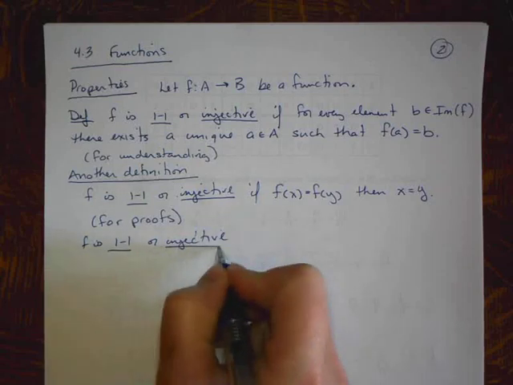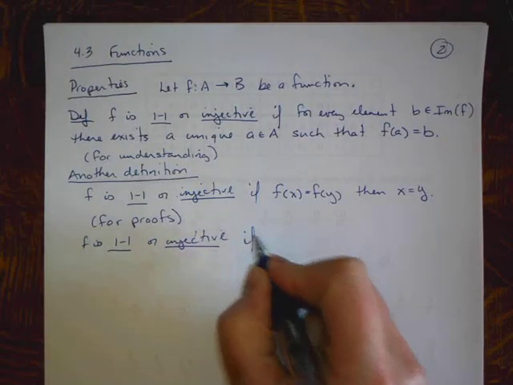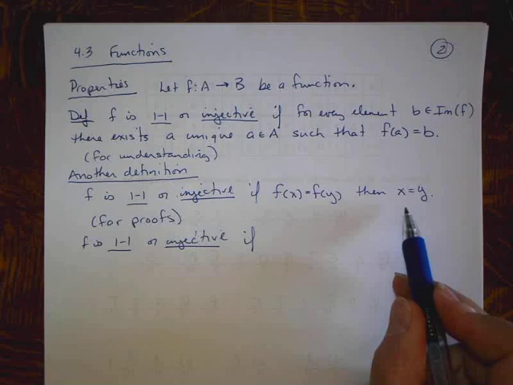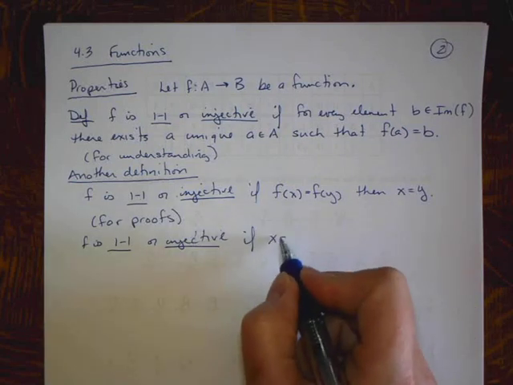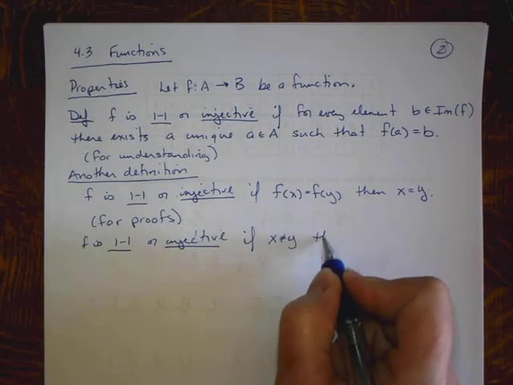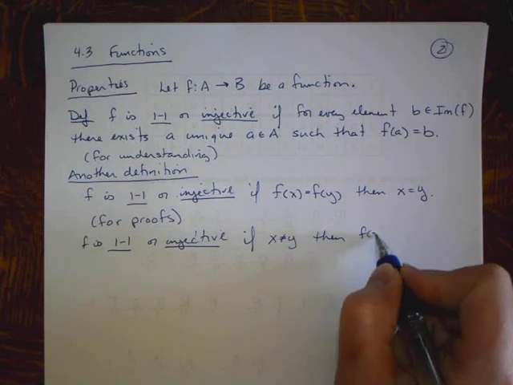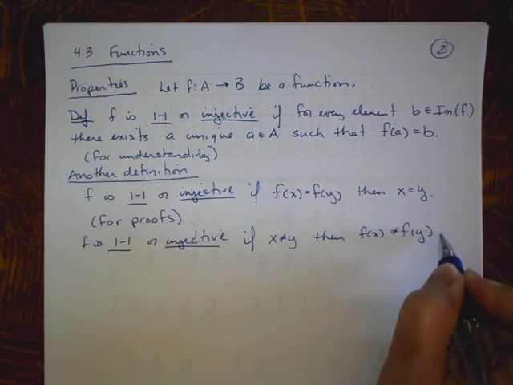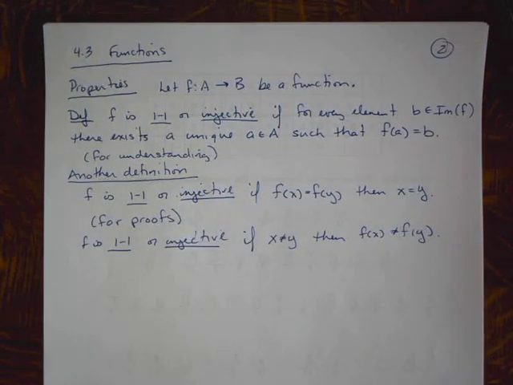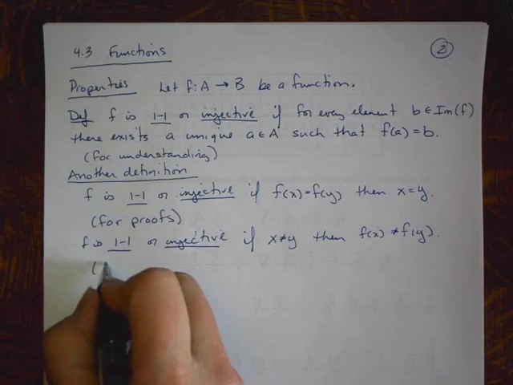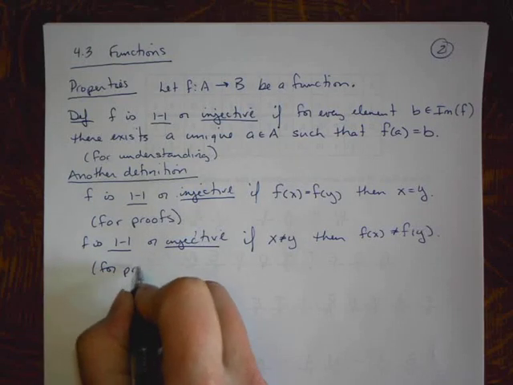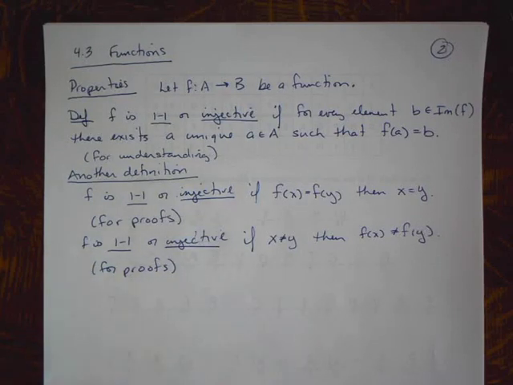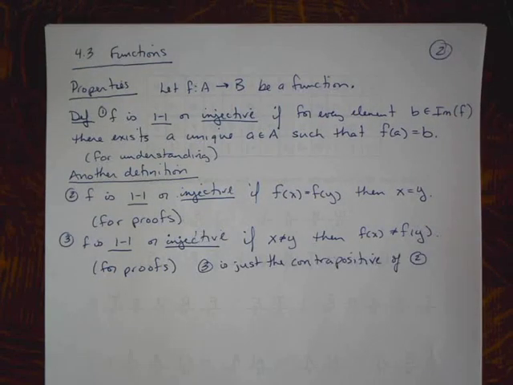f is one-to-one or injective if, now I'm just going to do the contrapositive of this. So if x is not equal to y, then f of x is not equal to f of y. And you can just look back and see. And of course, if you believe the one above it, you should believe this.